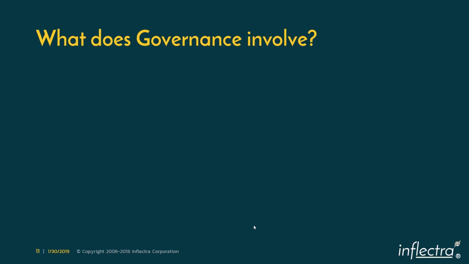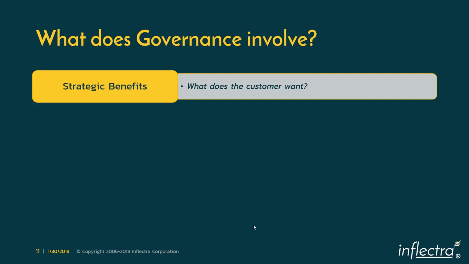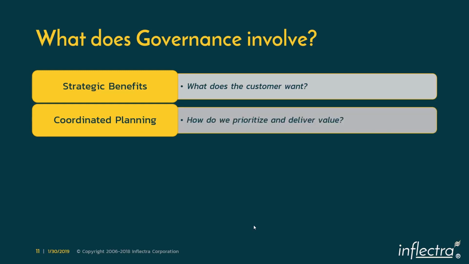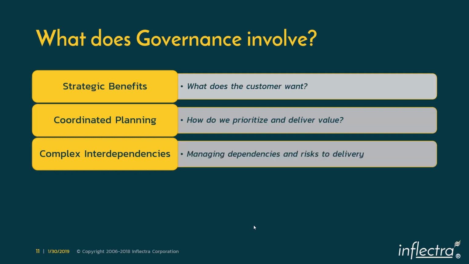So what does governance involve? Governance involves primarily strategic benefits. When we mean strategic benefits, we are focusing on what the customer wants. The next one is coordinated planning. How do we prioritize and deliver both customer and business value? As we coordinate the planning of the strategic benefits and how we deliver them, we also need to focus on the complex interdependencies. This means how we go about managing ongoing dependencies and risks to delivery.